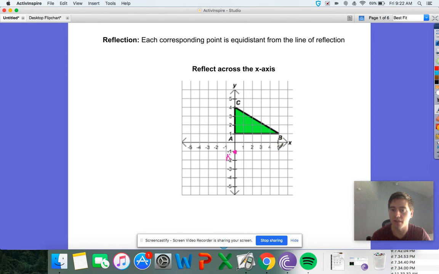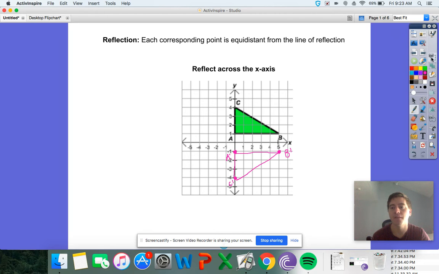B is 1 away from the x-axis, so B prime must be 1 away from the x-axis on the other side. C is 4 away, which means it should be 4 away on the other side, C prime. And then there's your reflection. Not too bad. We're counting straight across the line.